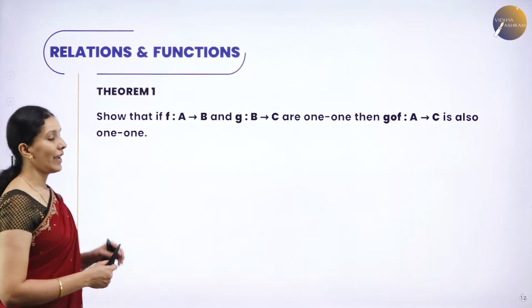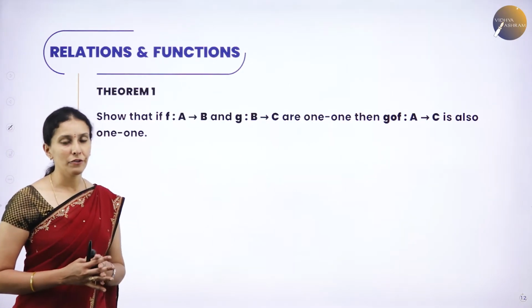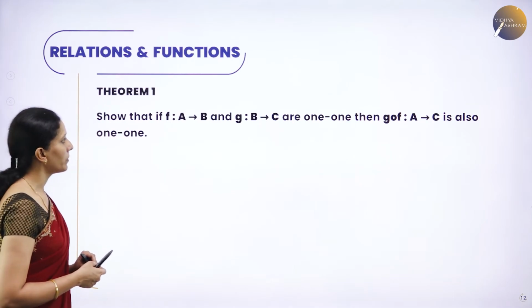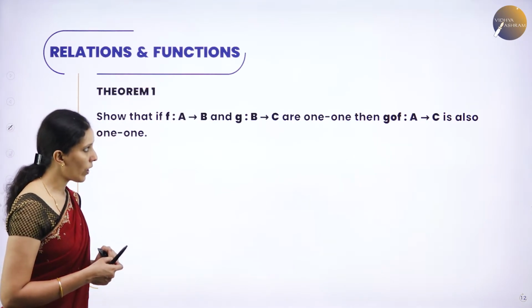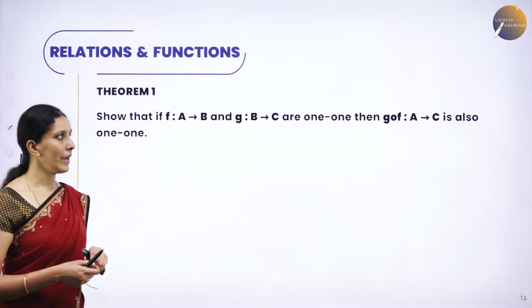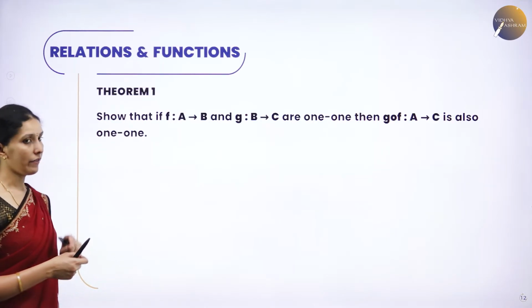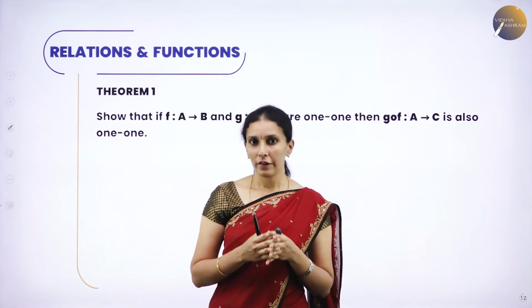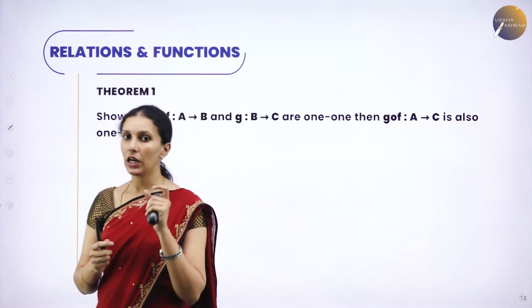Next one. So we have a theorem. They may ask you for a 2 marks question which is very simple. Show that if f from A to B and g from B to C are 1-1, then g∘f from A to C is also a 1-1 function. To show that the given function is 1-1, we have to satisfy the condition.